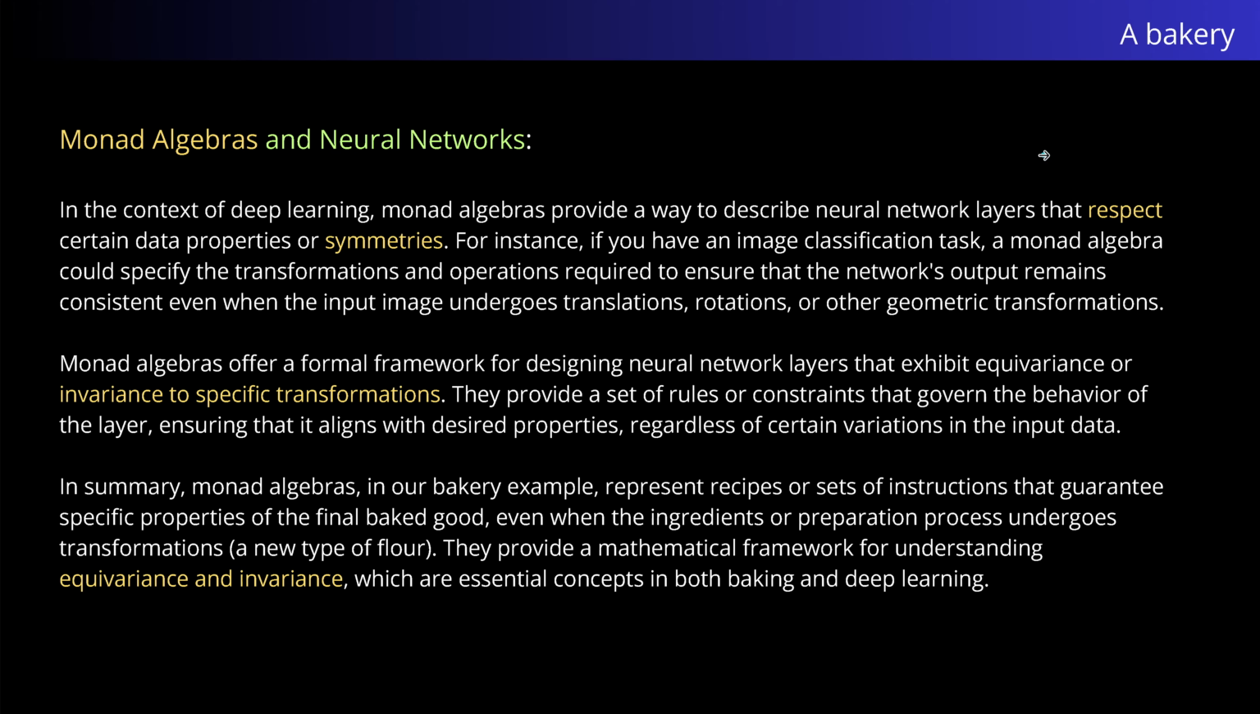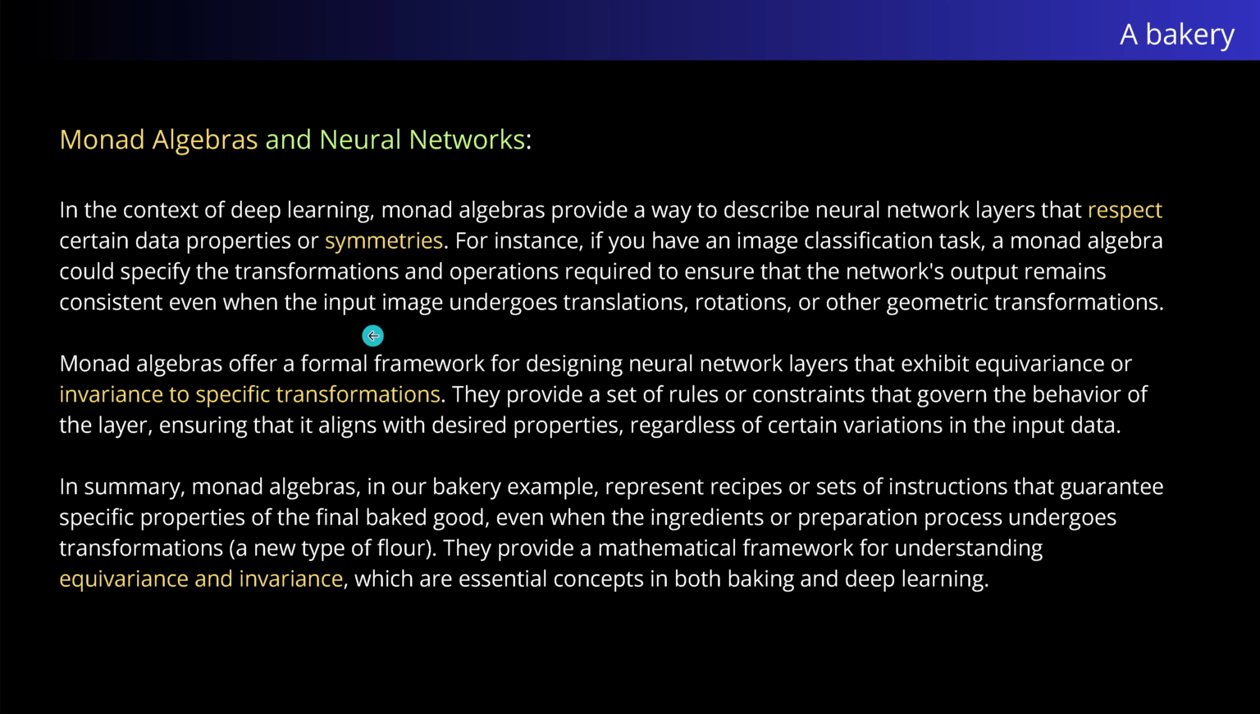Beautiful. So back now to our main bakery example. And of course, we want to have here the Monad algebra for our neural networks. In the context of deep learning, Monad algebras provide a way to describe the neural network layers that respect data properties and symmetries. This is so important. So if you have an image classification task, a Monad algebra could specify the transformation operations required to ensure that the network's output remains consistent, even if the input image undergoes a translation, a rotation, or whatever other geometric transformation you encounter in your real-world examples.